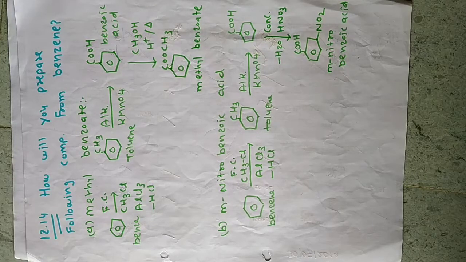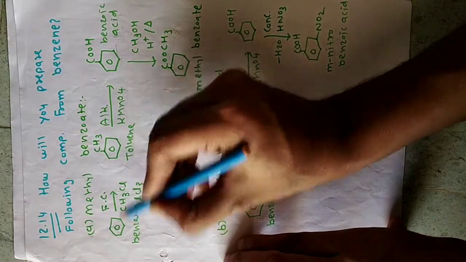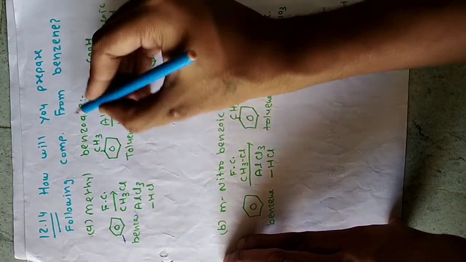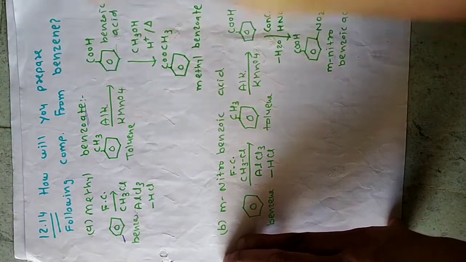Now question number 12.14. How will you prepare the following compound from benzene? It means it is a conversion. Our starting material is fixed, benzene. The first one is methyl benzoate. So you can see this one is benzene. The product is methyl benzoate. The suffix "-oate" is there, so it is an ester group.